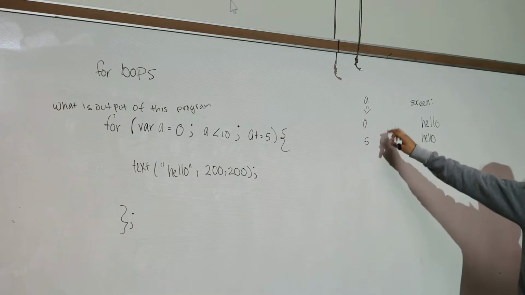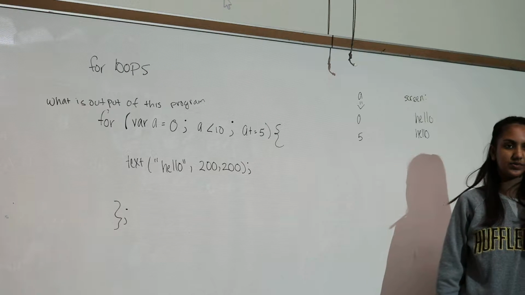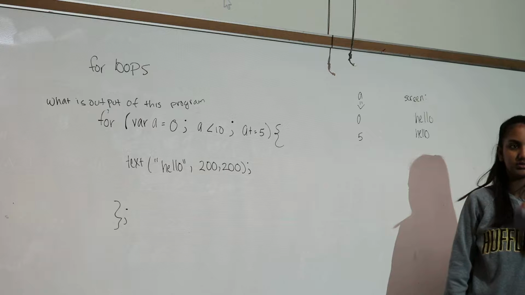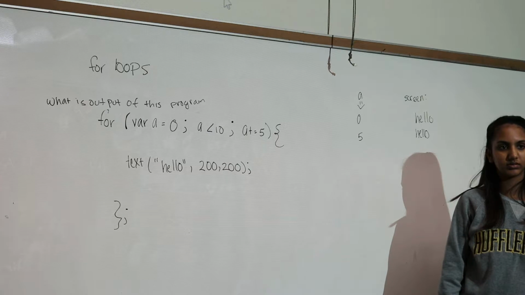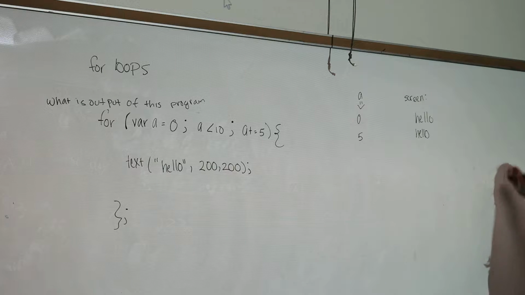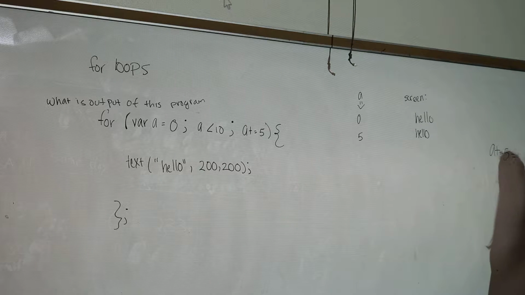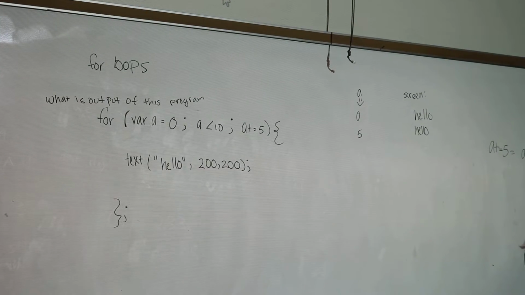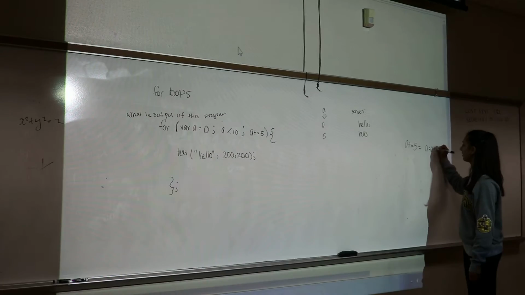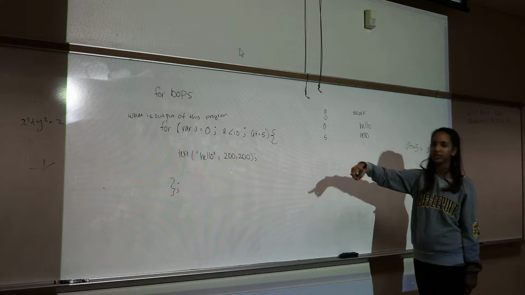This is why we're making this chart. 5, right? So A plus equals 5. What is A plus equals 5? If A is equal to 5, it is A plus equals 5. What does A plus equals mean? A plus equals 5 means A is equal to A plus 5. That's what you're saying over here. What is A right now? 10. Yes, it'll be 10.